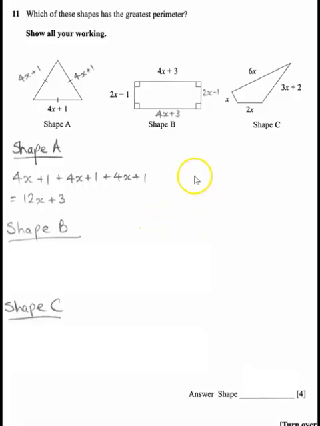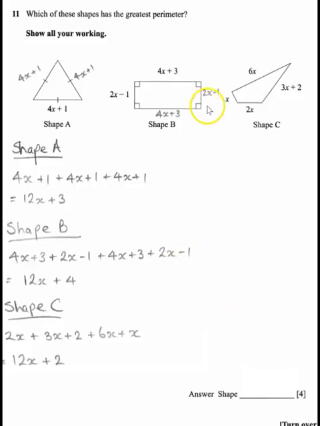For shape B, you can see it's a rectangle, so for the perimeter again you're adding all the way around the shape. So you've got 4x plus 3 plus 2x minus 1 plus 4x plus 3 plus 2x minus 1. Collect the like terms, 4x plus 2x plus 4x plus 2x. You'll find that that's 12x. Then 3 take away 1 plus 3 take away 1, and you'll find that that would be 4.